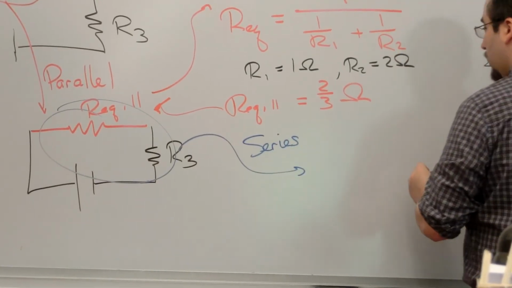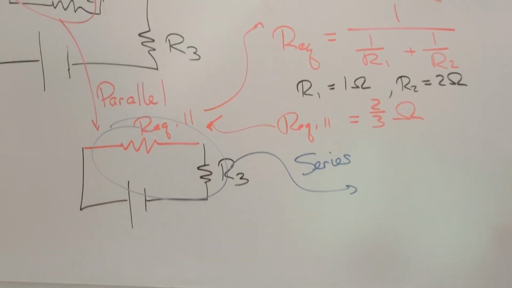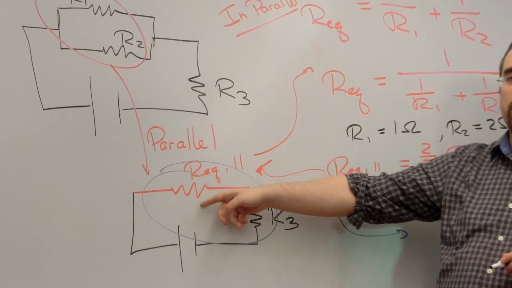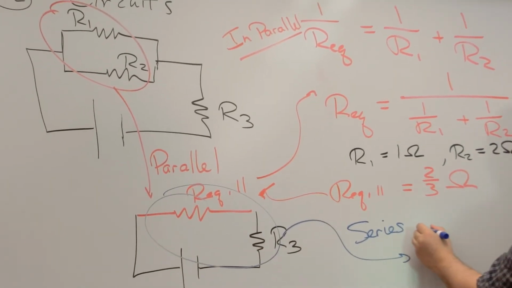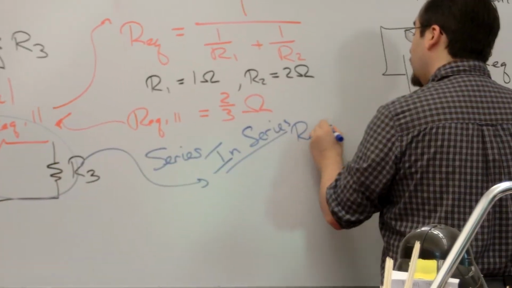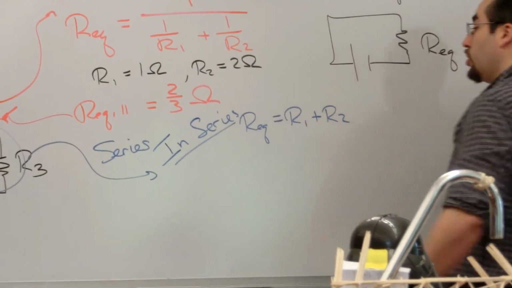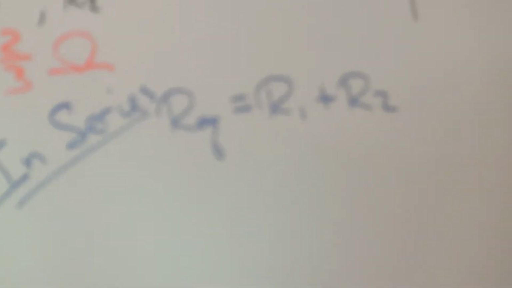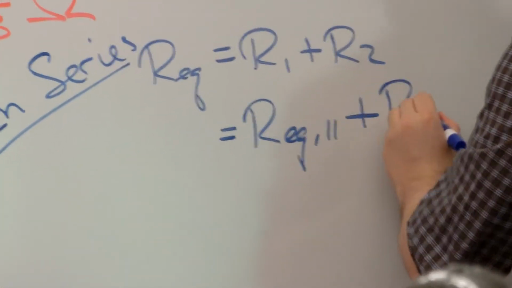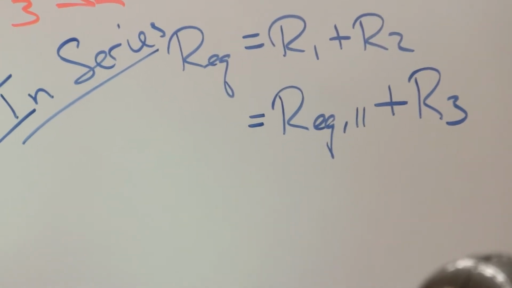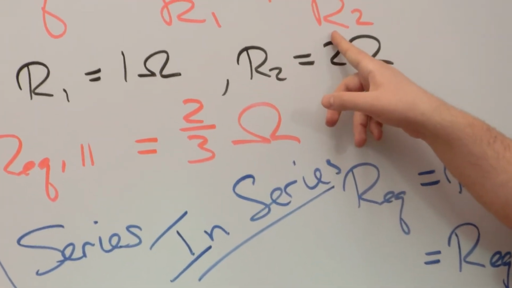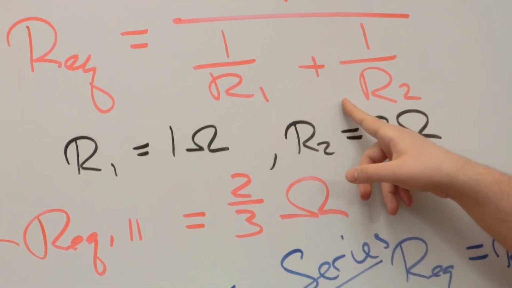So wait, what we just did was the equation for when they're in parallel, for R1 and R2? Yeah, that got R1 and R2 down to this equivalent resistor. So in series, we know that R equivalent is equal to R1 plus R2 in general. In this case, it would be R equivalent parallel plus R3. Those are the two resistors that are in series. How did you get 2/3 ohm? 1 plus a half is 3/2. 1 over 3/2 is 2/3. Okay.